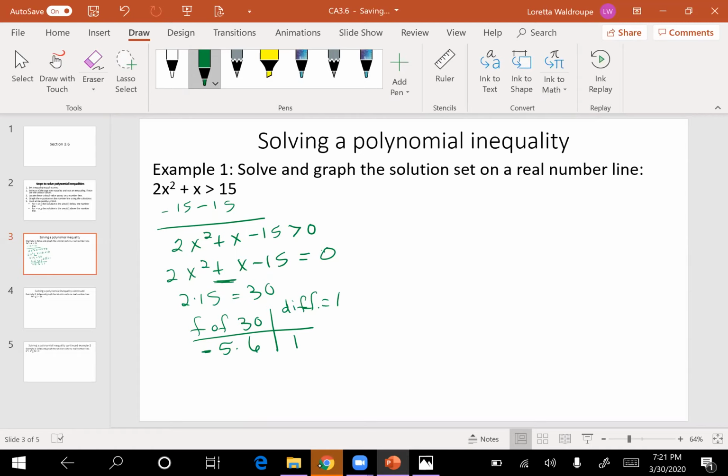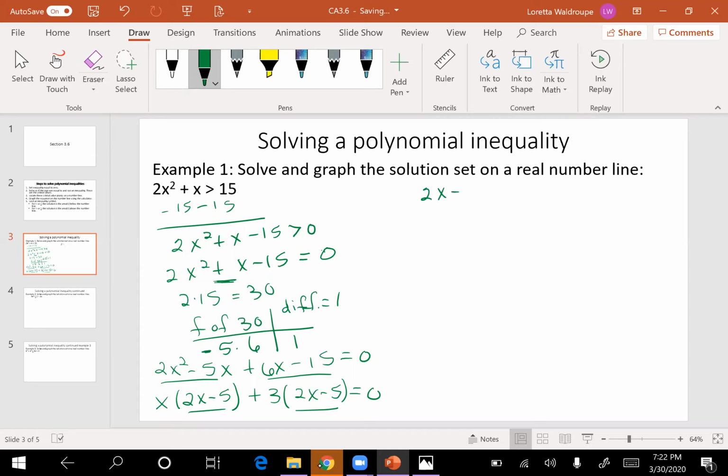So I rewrite my equation as 2x squared minus 5x plus 6x minus 15 equals 0. Group. My first two have an x in common and leave me with 2x minus 5. My second two have a 3 in common and leave me with 2x minus 5. Now I have a 2x minus 5 in common, and I'm left with x plus 3, and that equals 0.